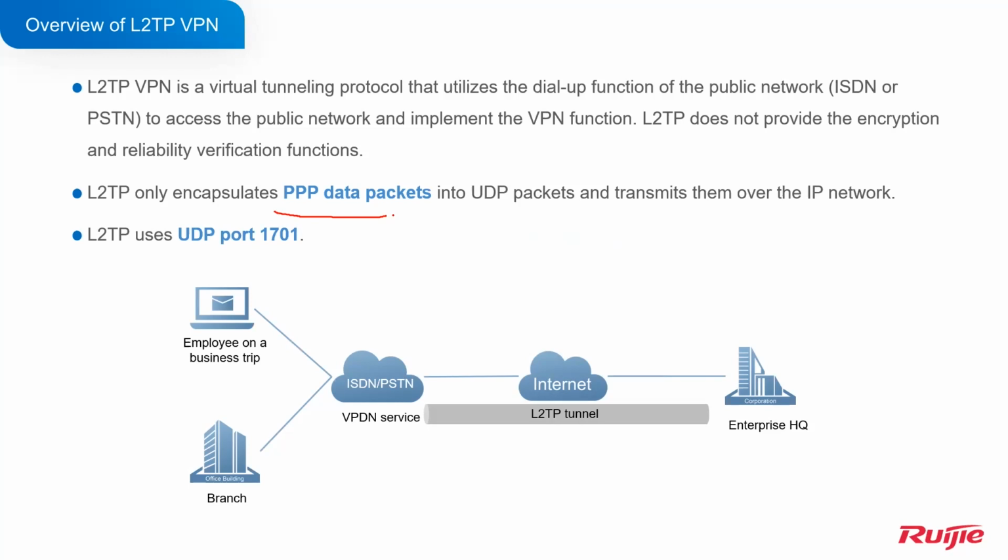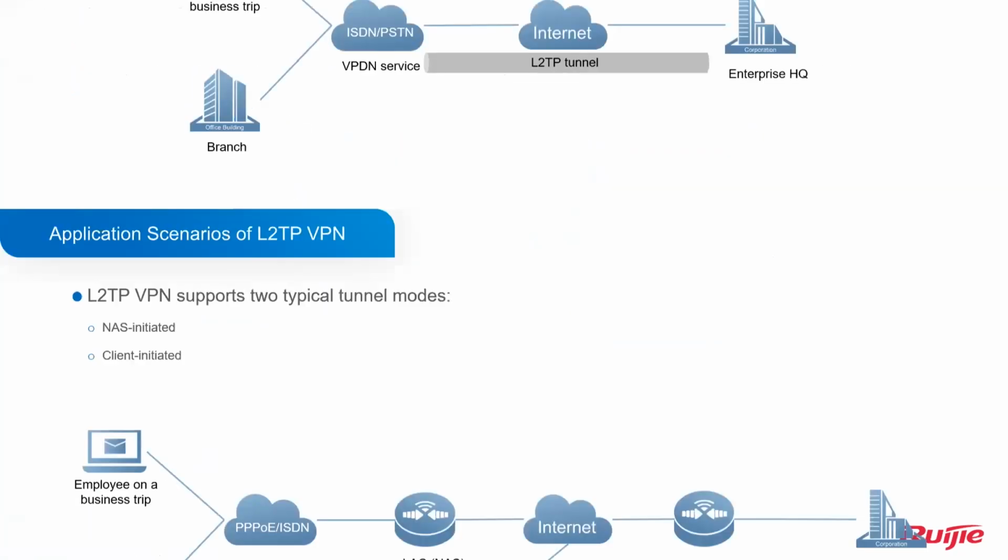So this is a limitation. And in the next layer, for the encapsulation of the PPP message, we will use UDP to help us send the message out, and the UDP port number is 1701. So this is a special encapsulation.